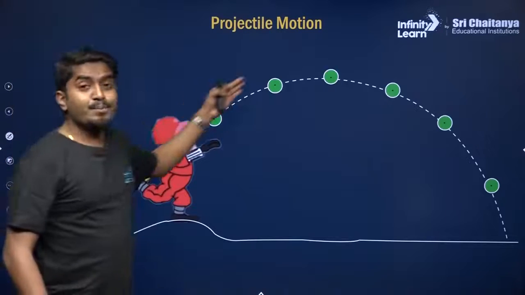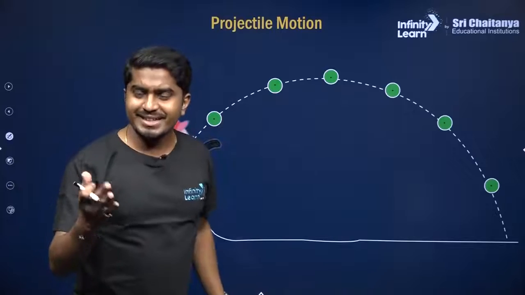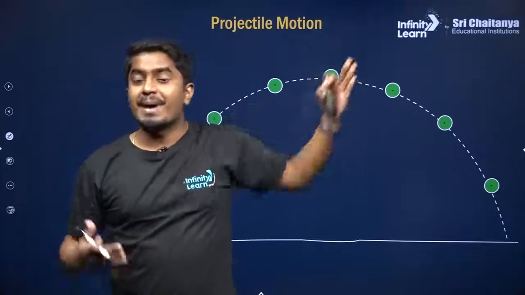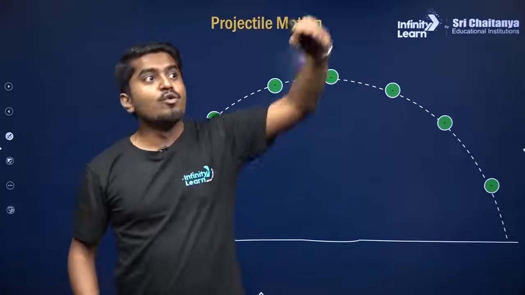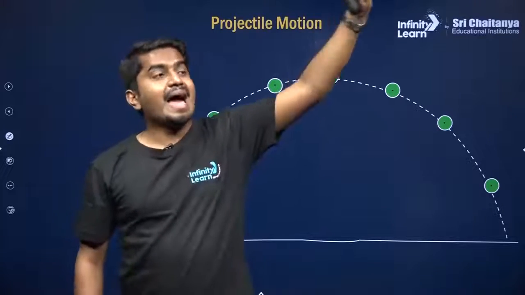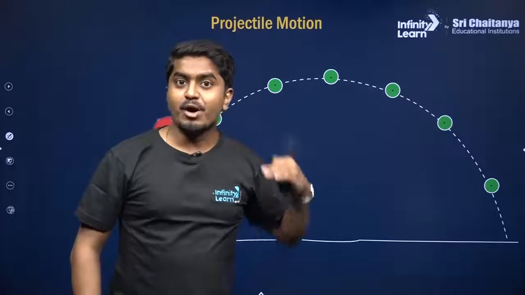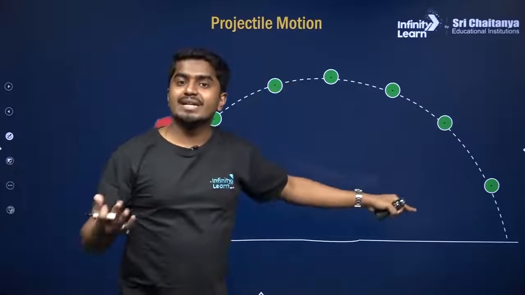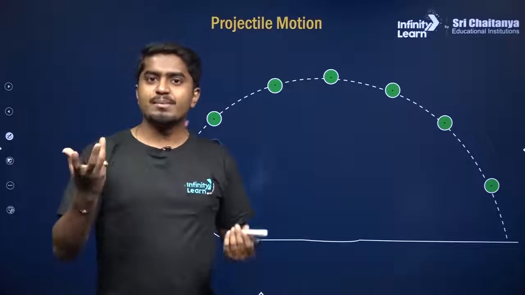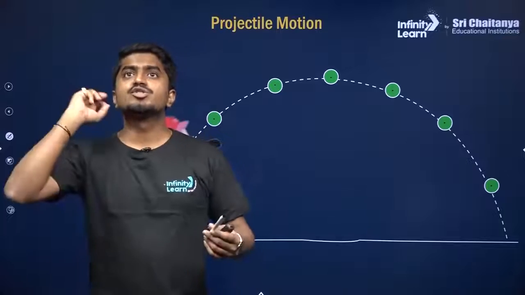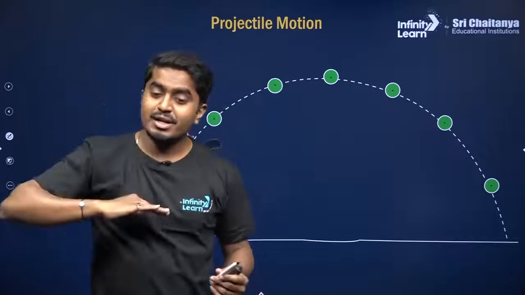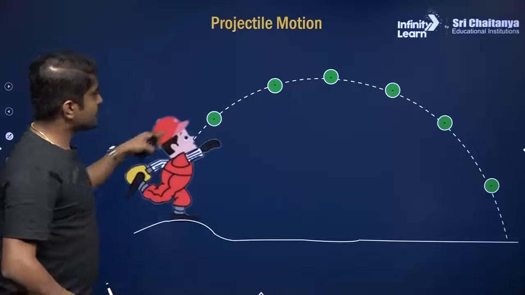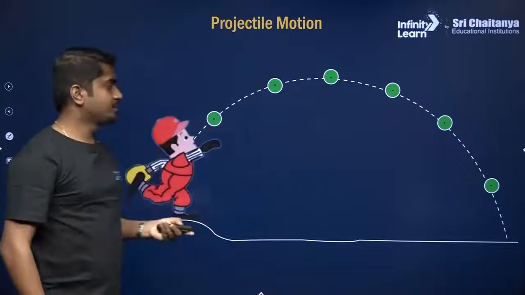The next one, projectile. Do you watch cricket? In cricket, let's suppose the batter hits the ball. The ball will move at a certain angle and then it will go out of the stadium. That is an example of projectile motion. Or if you just throw a ball or anything at a certain angle, it will travel some distance and then come down. That is called projectile motion.